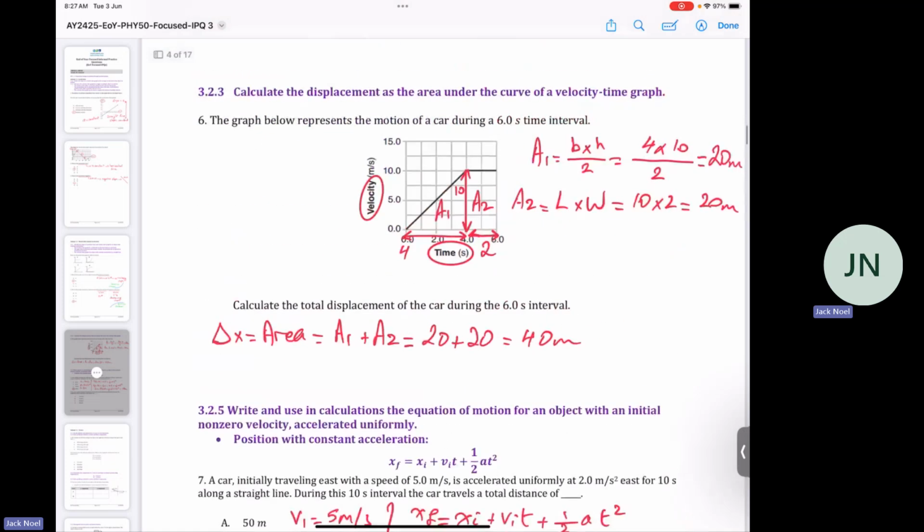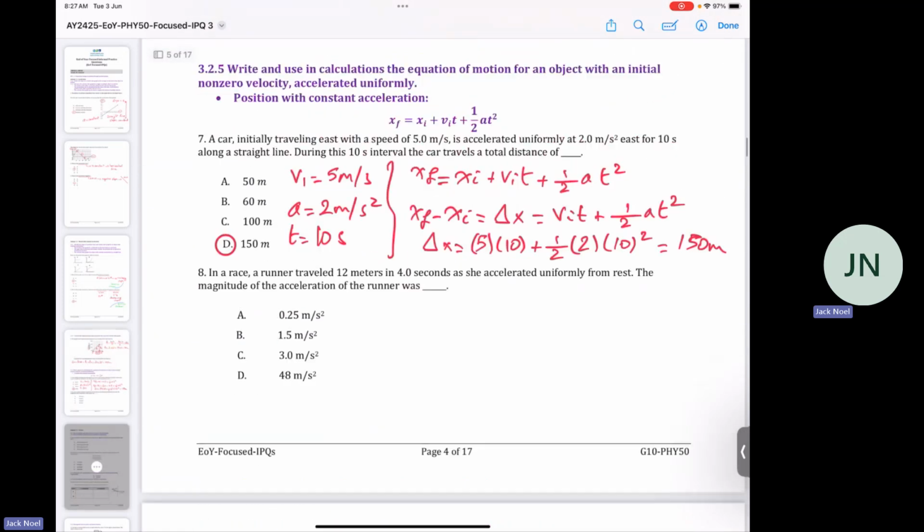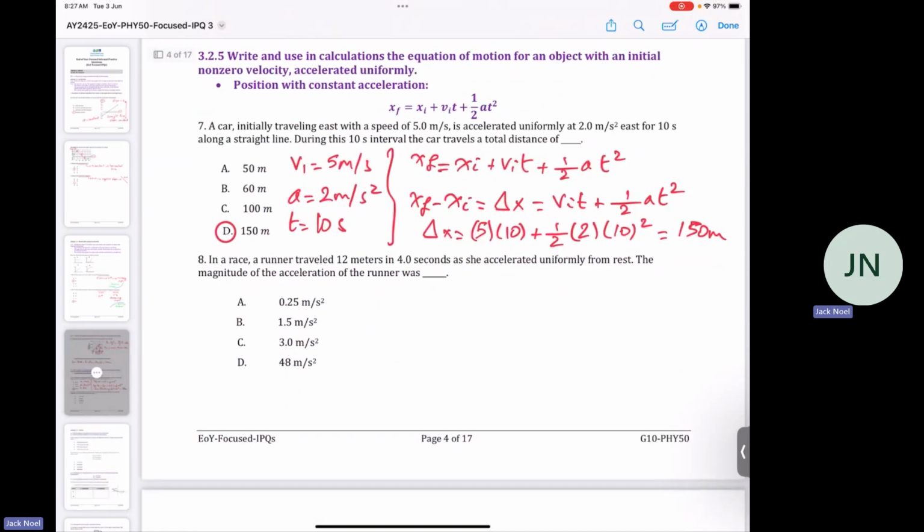Then we have a second one, again using the same equation, in number 8. It says in a race, a runner traveled 12 meters in 4 seconds. So we have delta x is 12 meters during a time of 4 seconds. And it started uniformly from rest, so the initial velocity is 0. And they are asking about the acceleration.